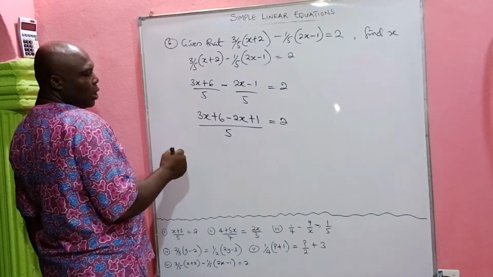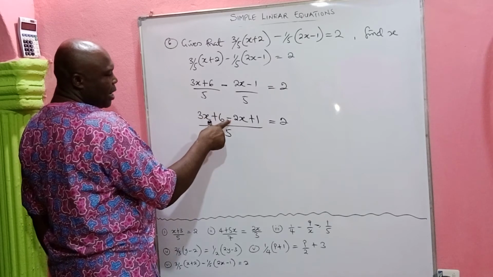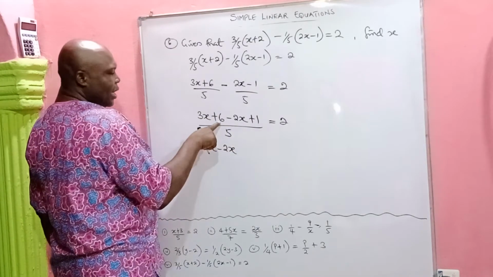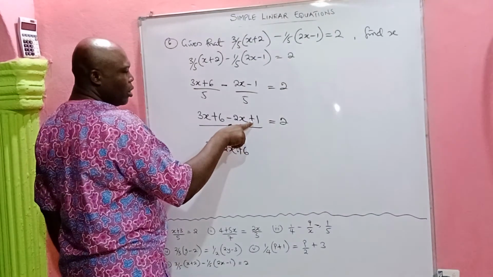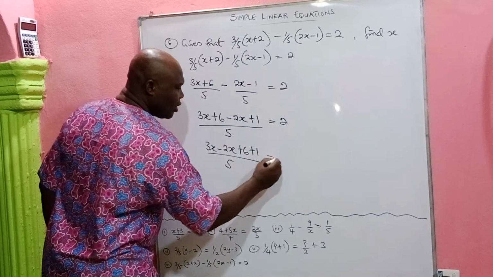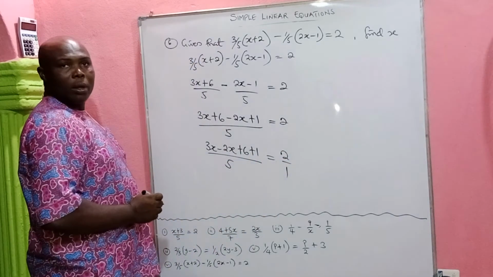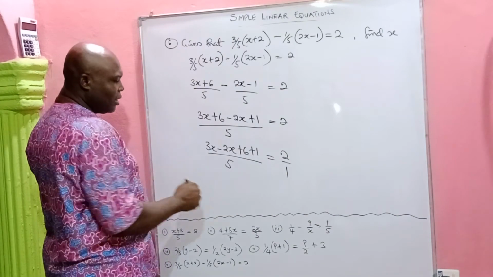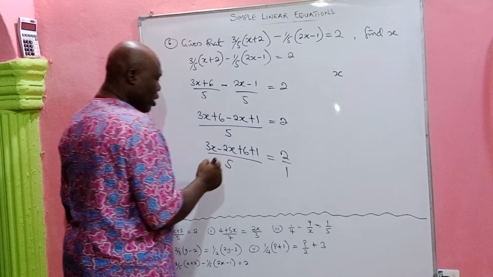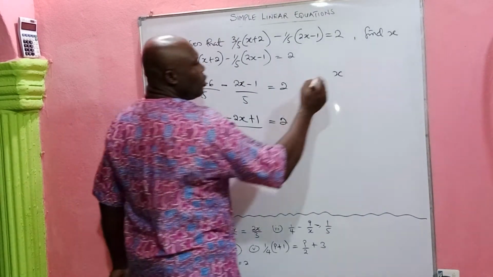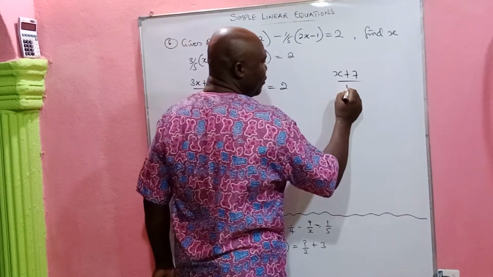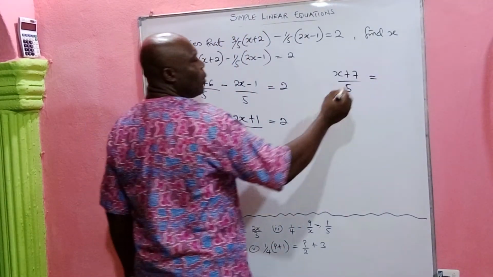All right, so we are going to collect like terms. We are going to have 3x minus 2x, and then 6 plus 1, all over 5 is equal to 2 over 1. So at this point, we can simply say, okay, 3x minus 2x will give us just 1x. And then 6 plus 1 will give us positive 7, all over, what do we have? 5. So this is equal to 2 over 1.